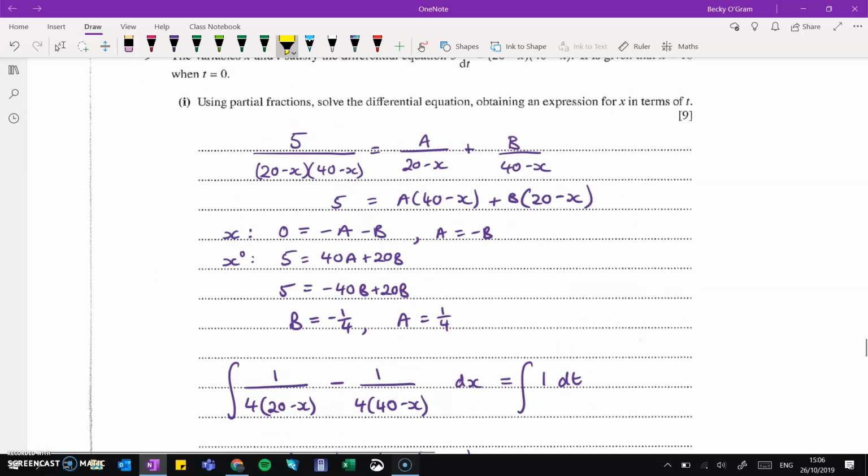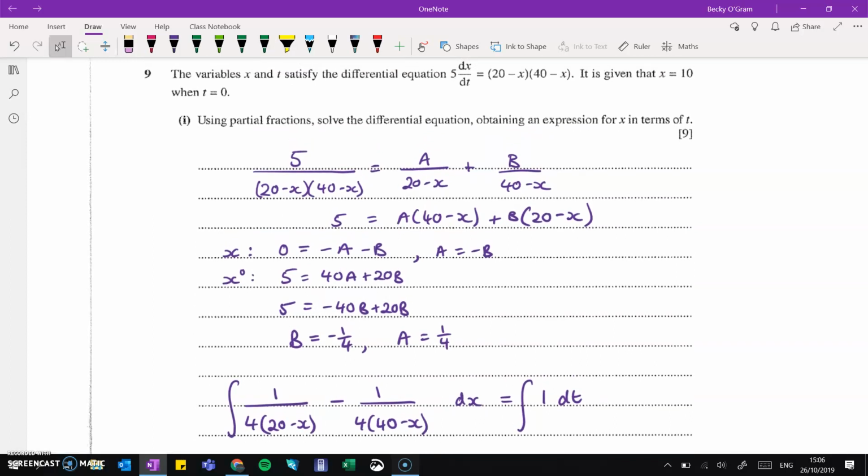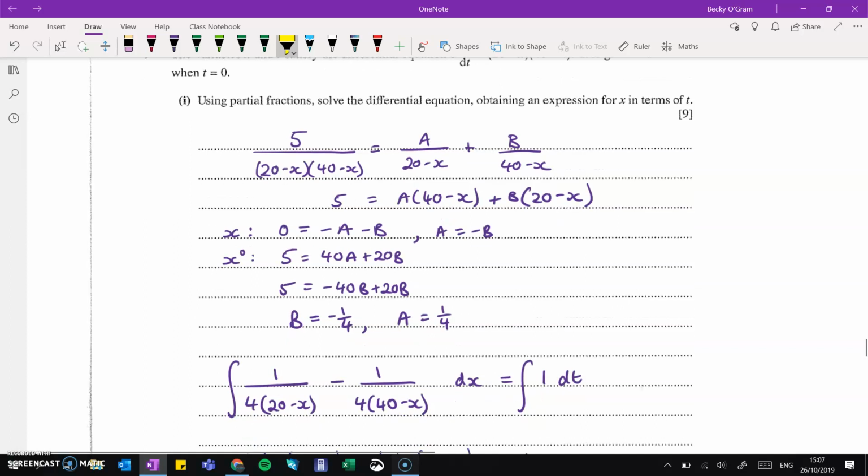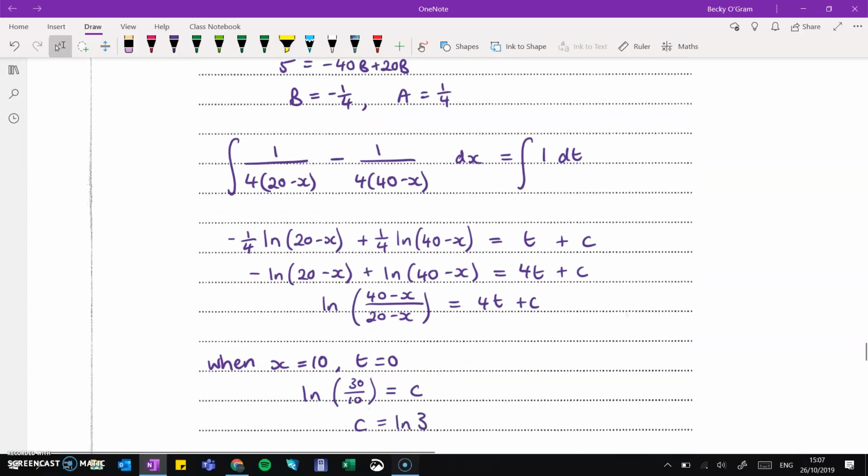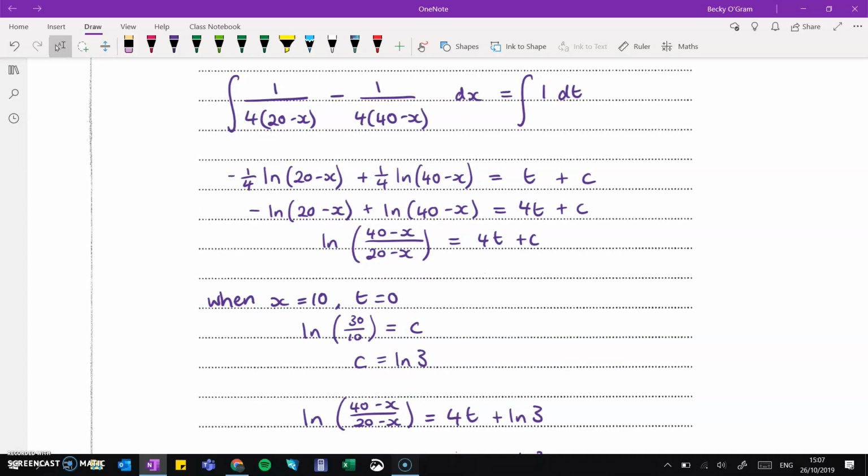Then we need to separate the variables, so we have dx on one side and dt on the other. So bring the dt up to the right hand side. We have the partial fractions that we just worked out from this top bit up here, and then we integrate both sides. You can follow the integrals through my working, and we need to use logs to integrate this because we've got 1 over something with just a singular x down there, and then using log laws to rearrange that. We then substitute in the information we were given, which is that when x is 10, t is 0, to work out what c is.